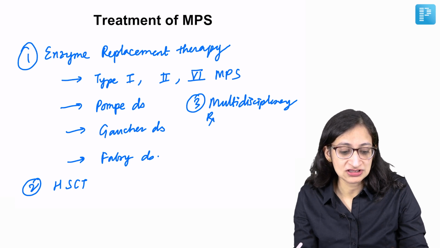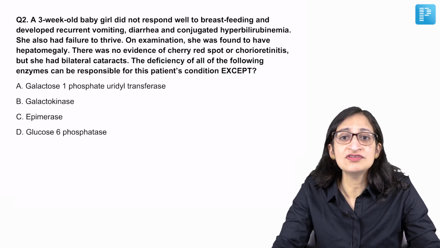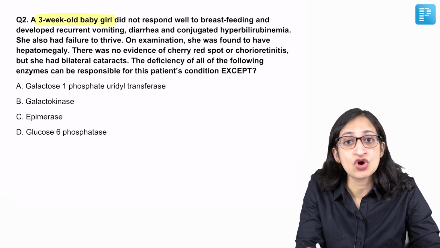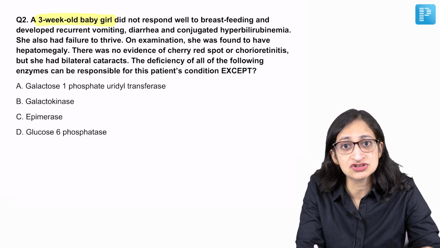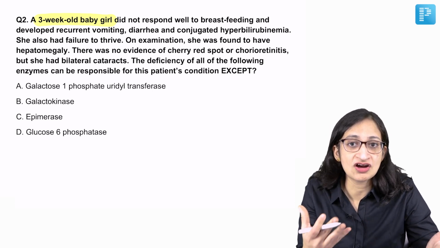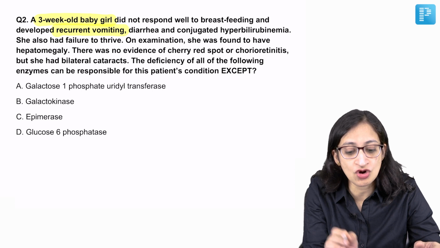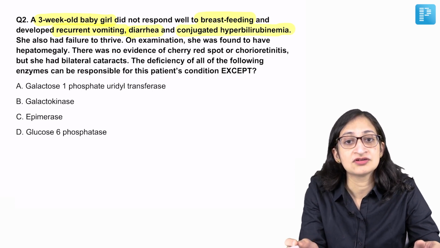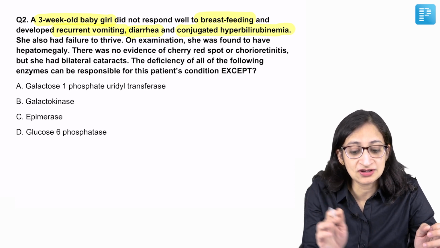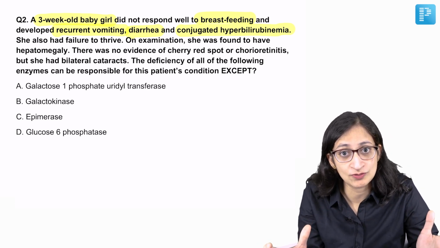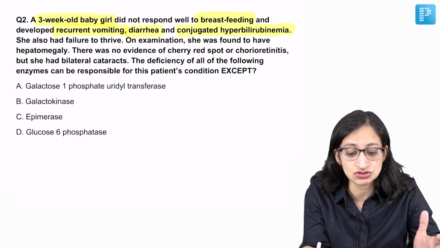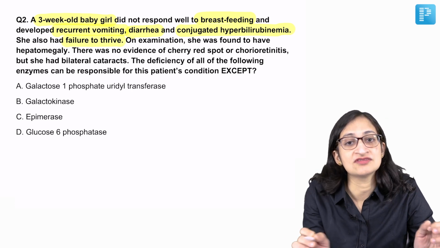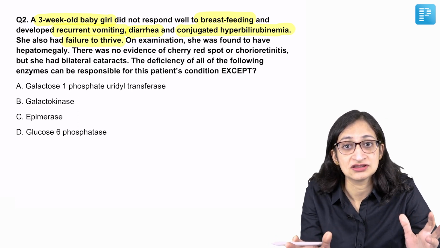So moving on to the next question. What we have here is a 3-week-old baby girl who did not respond well to breastfeeding. So she's breastfeeding, but she is not very comfortable with that, and developed recurrent vomiting, diarrhea, and conjugated hyperbilirubinemia, right? So conjugated hyperbilirubinemia, that means some liver dysfunction is probably there, which is leading to this conjugated hyperbilirubinemia, vomiting, and there is also some diarrhea. She has failure to thrive. That means she's not gaining weight adequately, okay?